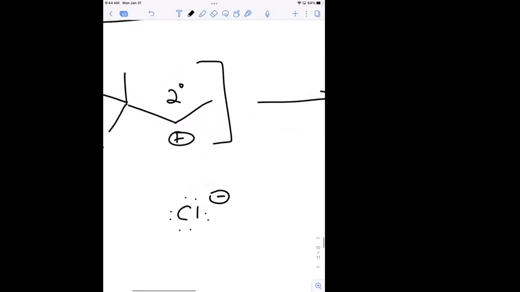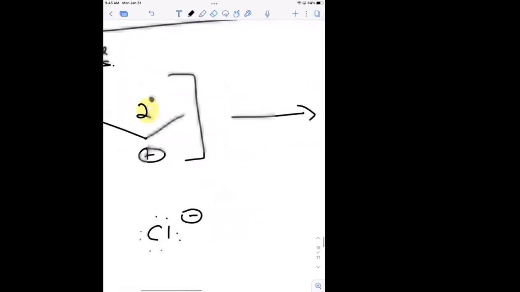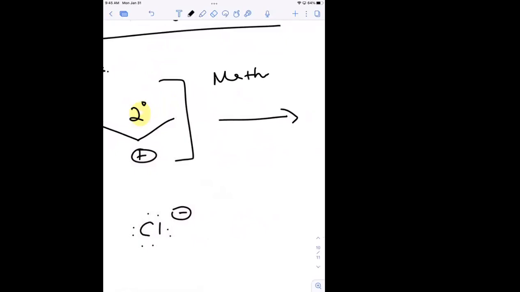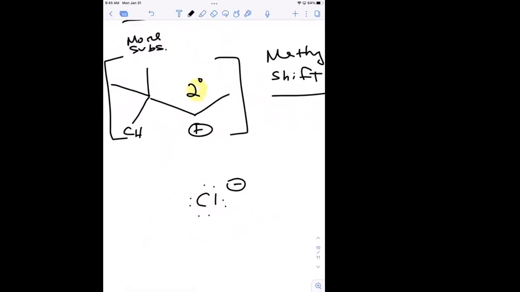So if you have a secondary carbon like this one, and it's adjacent to a tertiary carbon, well, actually, let me not say tertiary because it's got 4 groups on it. It's next to a more substituted carbon. It's actually a quaternary carbon. All right. This can do what's called a methyl shift. So one of these methyl groups is actually going to move. I'm just going to write this as the one that's moving. So it's this carbon and both electrons are going to move to here, where this plus charge is.